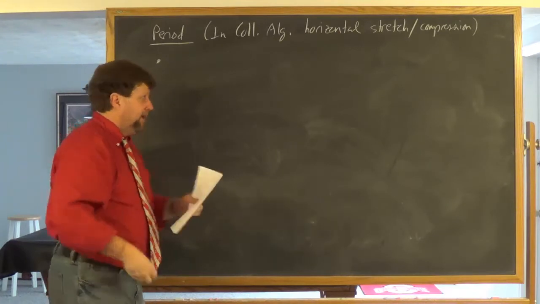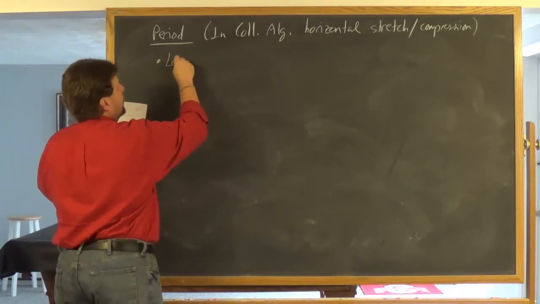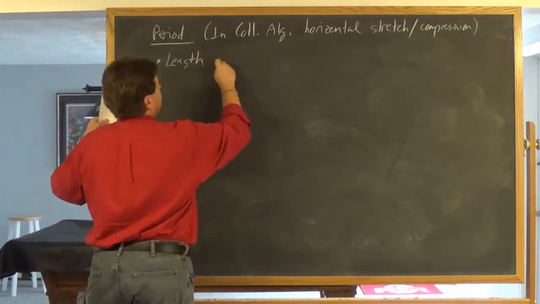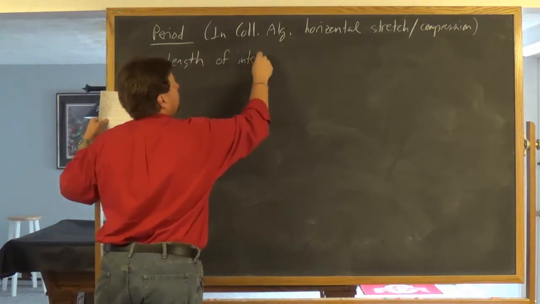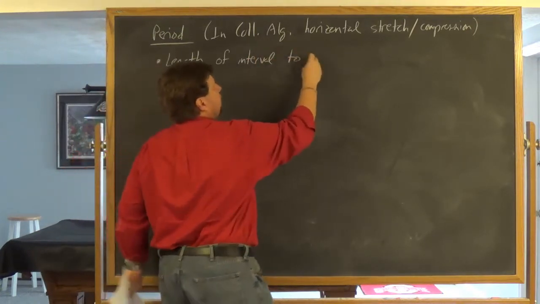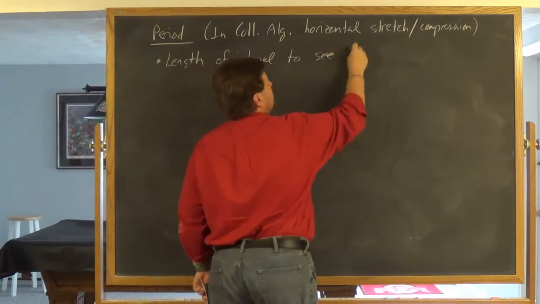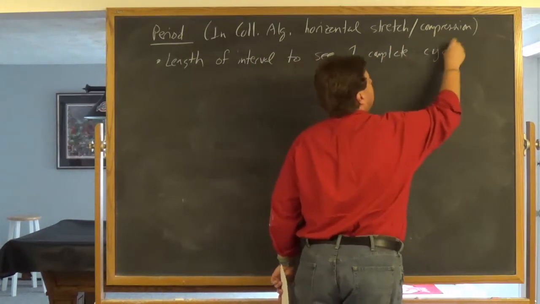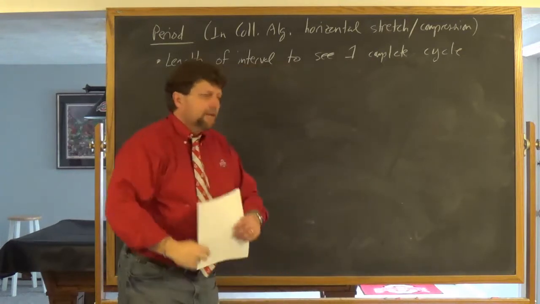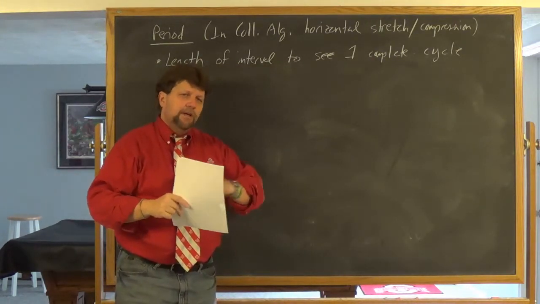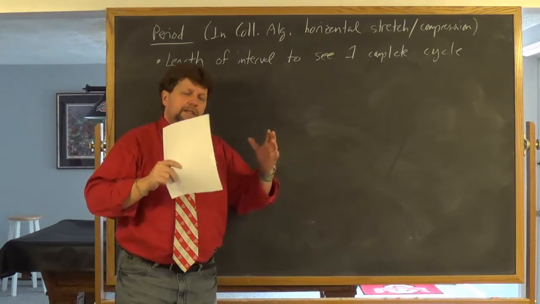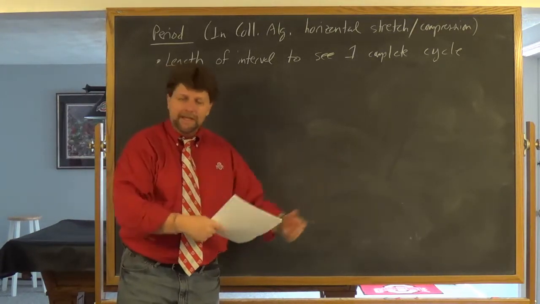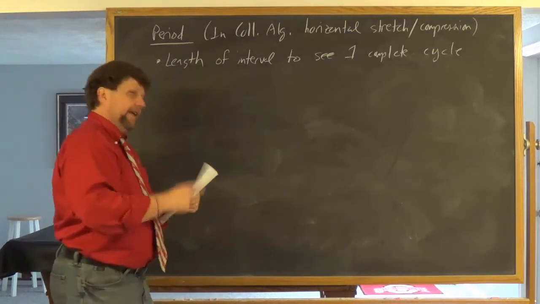I'd like you to think of period as nothing more, and I've said this several times already, than the length of the interval that you need to see one complete cycle of the graph. Because if you can see one complete cycle of the graph, then you know what it looks like everywhere, because it's just going to keep repeating itself.